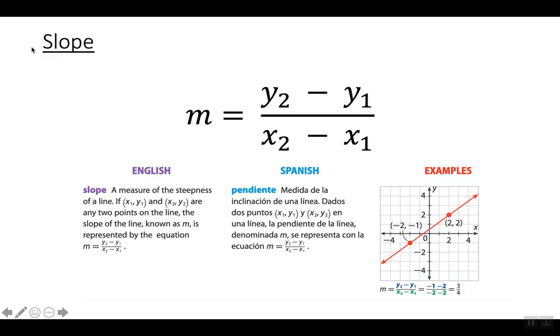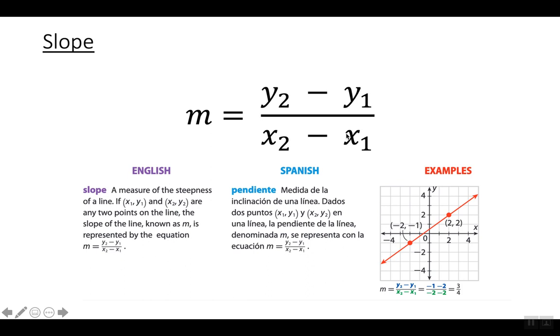Okay, so in this IXL, we're going to be using this formula for most of the problems. This is the formula that you use to calculate the slope of a line. If you've never seen it before, I promise you, you're going to see it a lot this year in your Algebra 1 class as well as your intensive math class. The letter m always stands for slope. And the formula is y2 minus y1 over x2 minus x1.